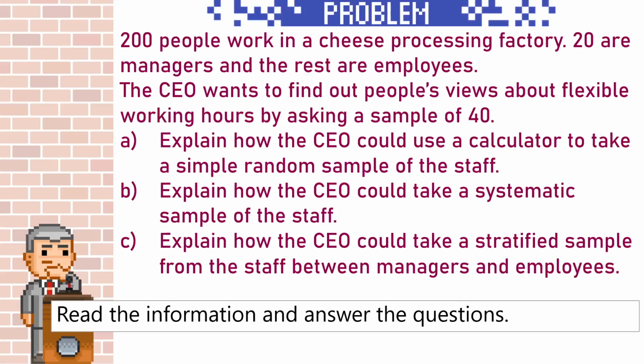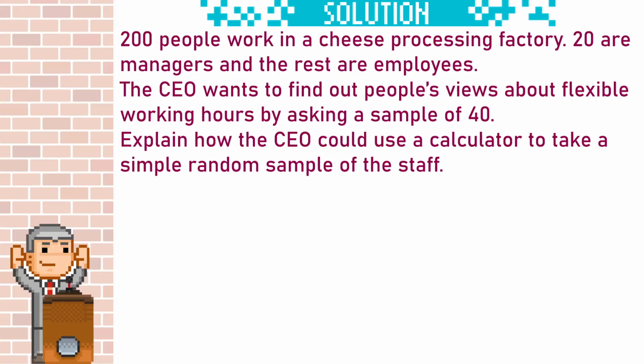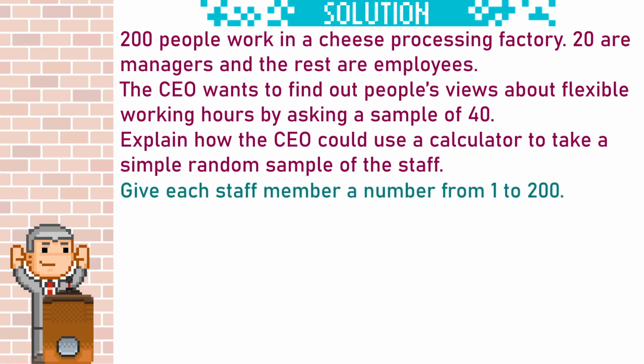Let's go through these questions. In this question, we're told that a CEO wants to use a calculator to take a simple random sample of the staff who work at a cheese processing factory. The first thing the CEO needs to do is get a list of all the staff. Then what they can do is number them from 1 to 200.